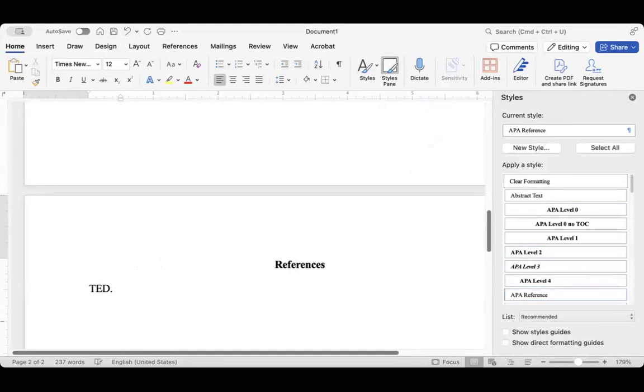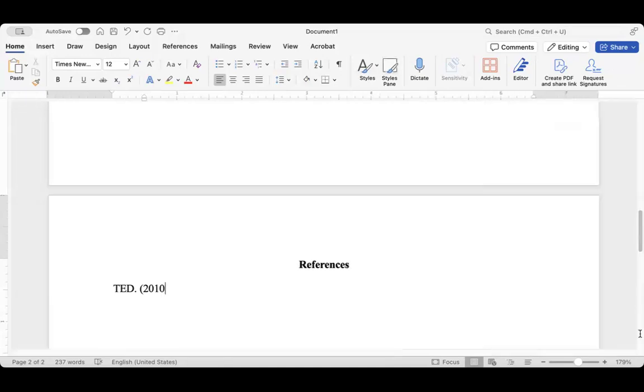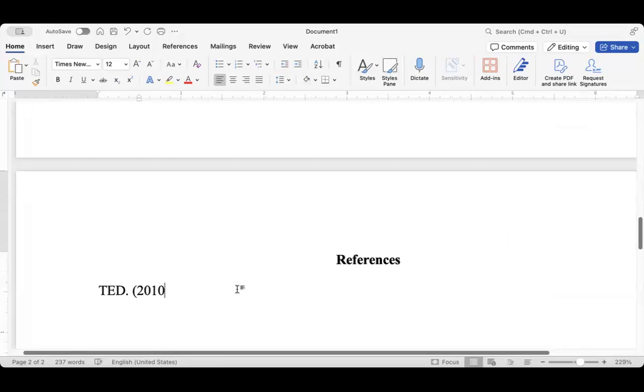All right, so TED, that's the author. Then in parentheses, the publication year, that's 2010. And then I mentioned that we're going to have more information than if this was a journal article. So we have the month, and then we need the day, that's December 21st. And then we close the parentheses and put another period.